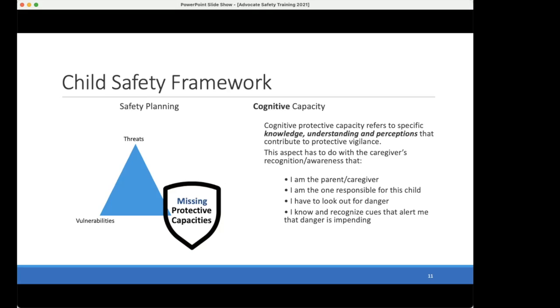Yeah. So developmental delays, that's a long-term cognitive capacity. That's a great example of when we have parents that may be missing that cognitive capacity in the long term. Other examples.